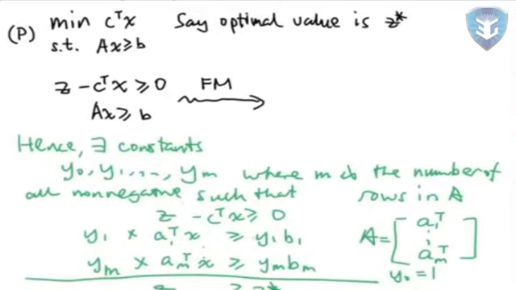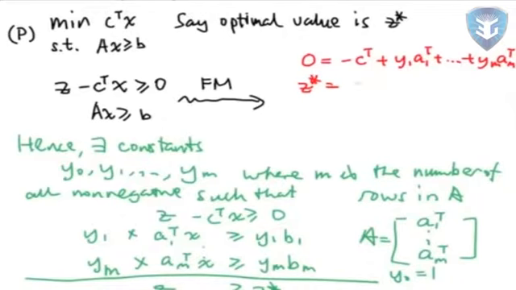Well, if you look at the coefficients of X, if we add up all these inequalities, there's no variable X at the end. So that means that we must have 0 equal to minus C transpose plus Y1 A1 transpose and so on up to YM AM transpose. And the right hand side is Z star, so Z star must be Y1 B1 plus and so on up to YM BM.